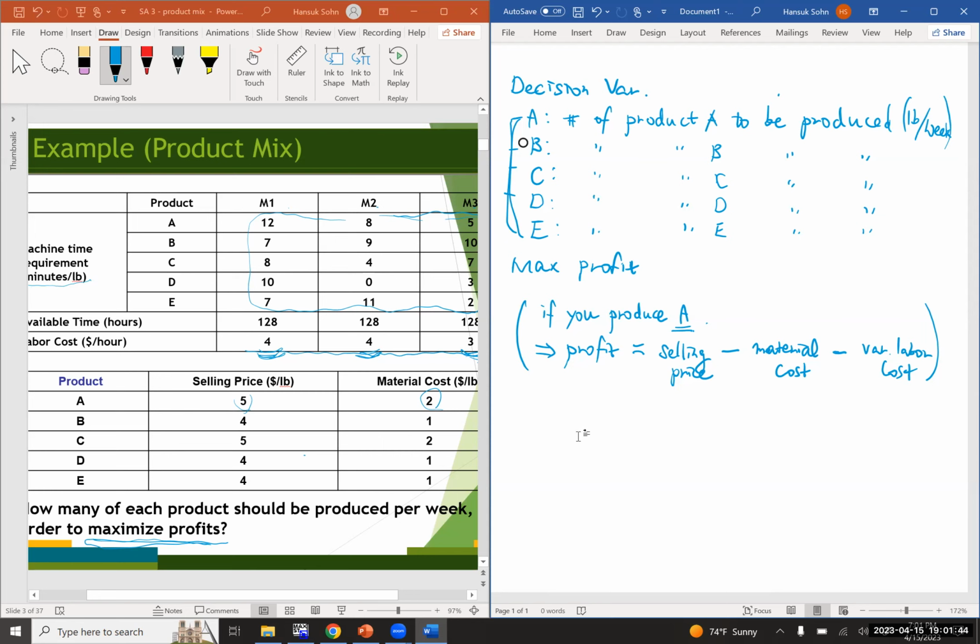Let me write down this first. So here, if you produce product A, then the profit would be right here. That's going to be first the selling price, $5 per pound, minus the material cost, $2 per pound.